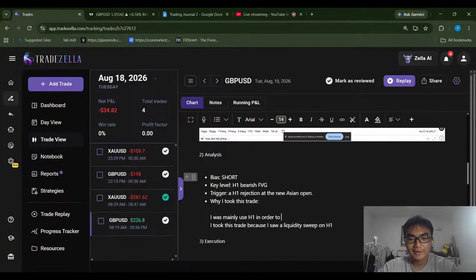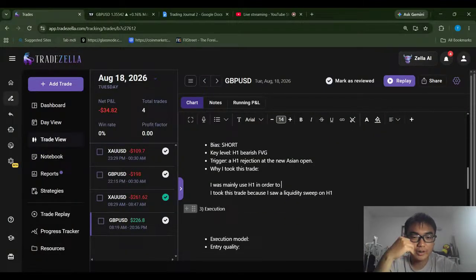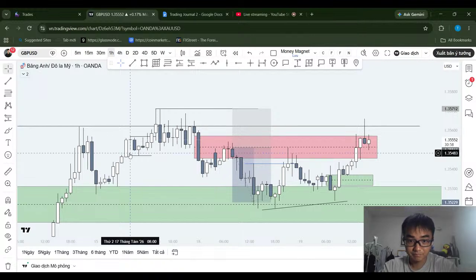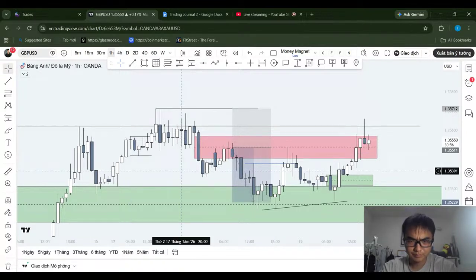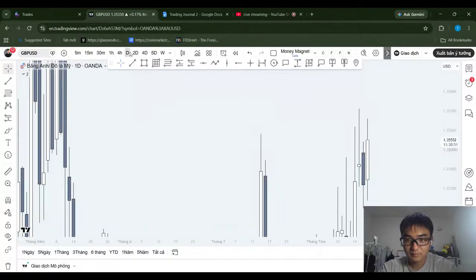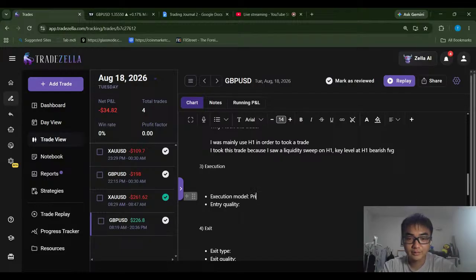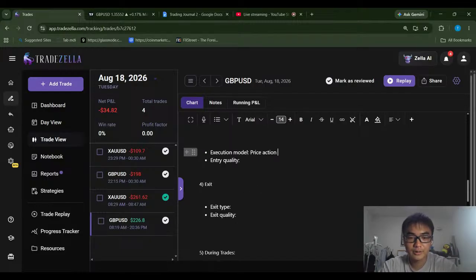Where I took a try. Yes, I mainly use H1 in order to take a try: sweep on H1 key level at the H1 bearish FVG. That's it. This is the only reason. Execution model, just practice. I don't have anything more special than this. Entry quality is very good, 100% good.